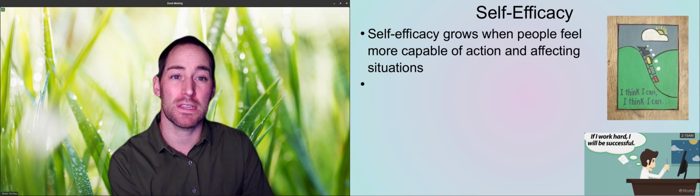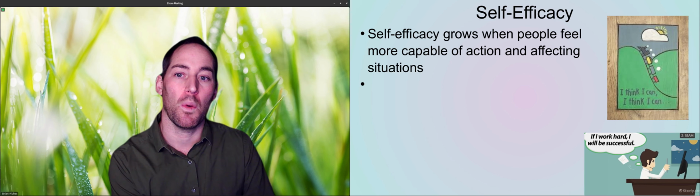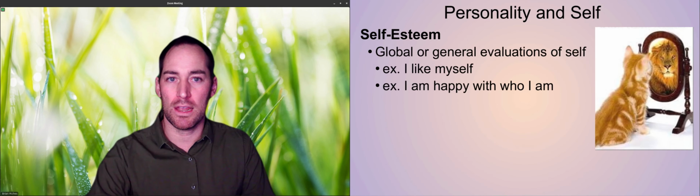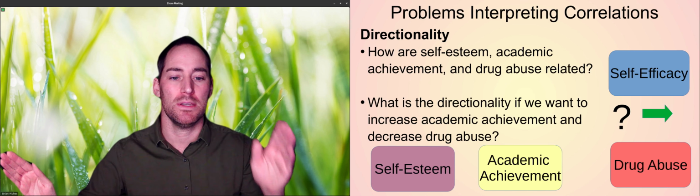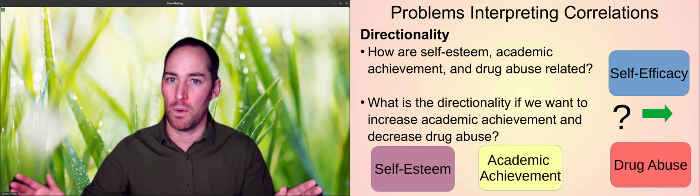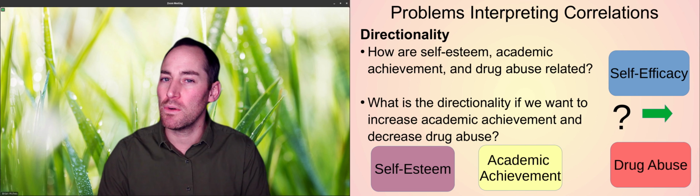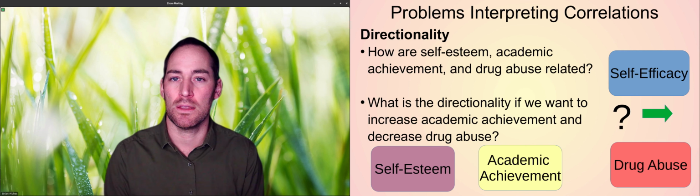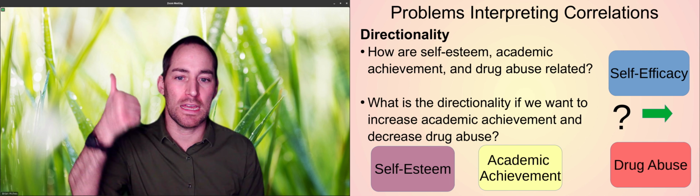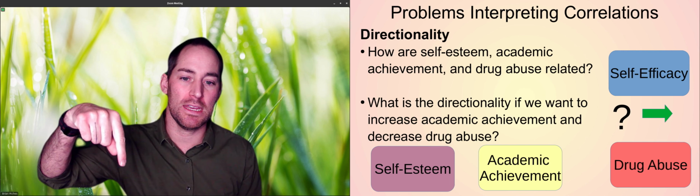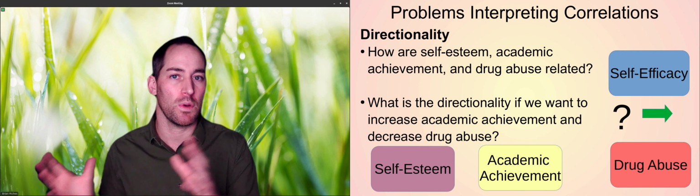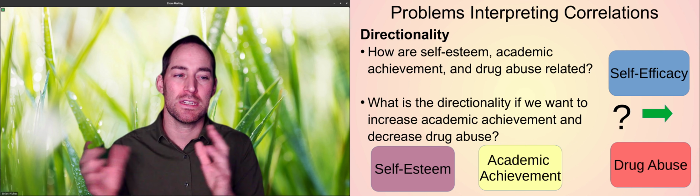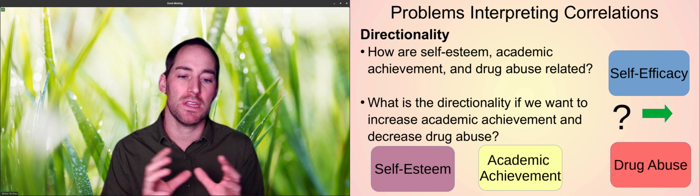So now that I've said the definitions of these things, you know what self-efficacy is, you know what self-esteem is, you know what academic achievement is, you know what drug abuse is, what's the relationship of these things? If our end goal is to increase academic achievement and decrease drug abuse, what do we do? Do we work on self-esteem? Do we work on self-efficacy first? Does self-efficacy cause a change in self-esteem?